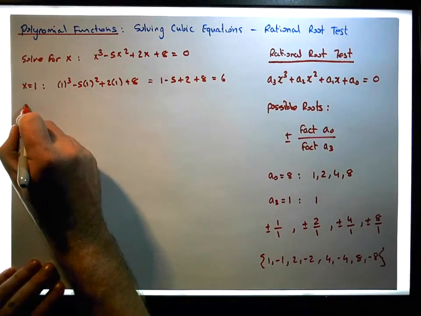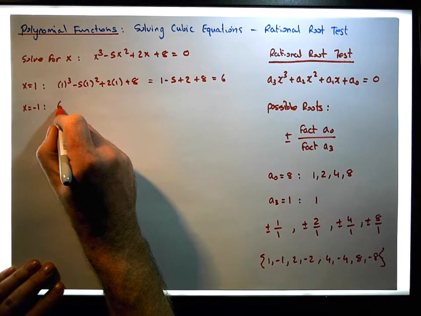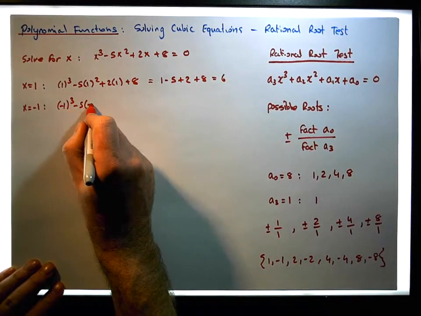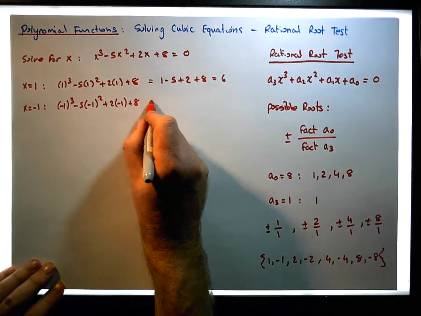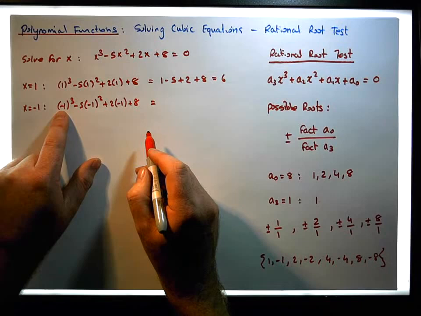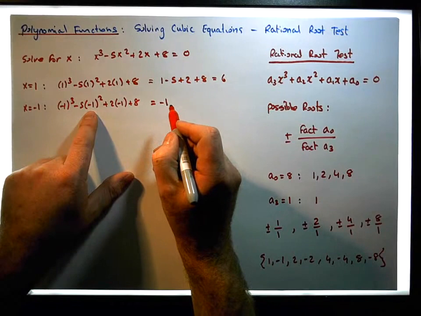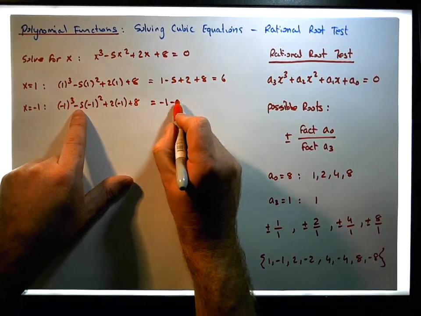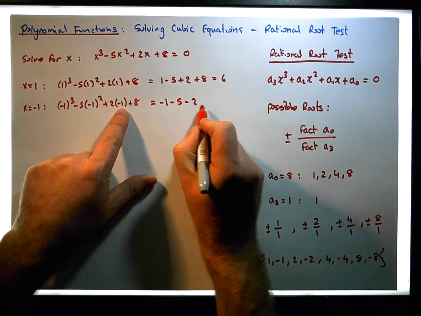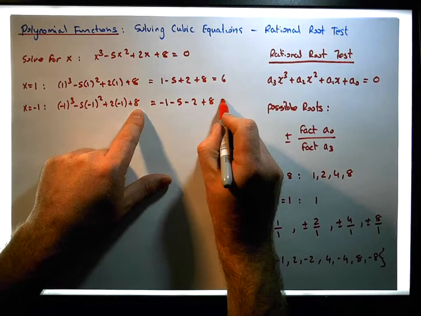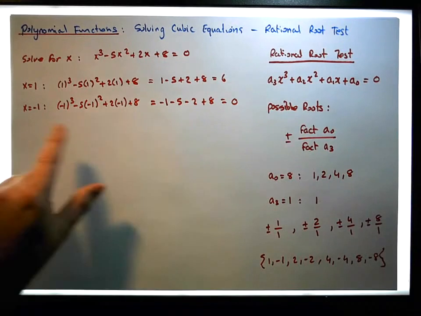Let's look at the next one. x is equal to minus 1. That gives us minus 1 cubed minus 5 times minus 1 squared plus 2 times minus 1 plus 8. Minus 1 cubed is minus 1 times minus 1 times minus 1, which gives us minus 1. Minus 1 squared is a positive 1, times the minus 5 gives us minus 5. 2 times minus 1 gives us minus 2, and then we have the positive 8. Hopefully you can see that minus 1, minus 5, minus 2 gives us minus 8 in total, plus 8, which is 0.